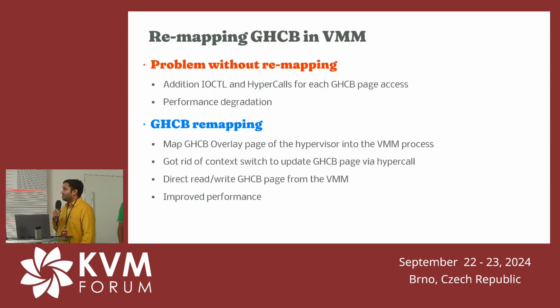So basically, MSHV maintains this as an overlay page, and that overlay page allows us to remap that page into the VMM process. In this way, we got rid of the context switch that we needed to do when you have to update the GSCB page before. Now we can directly do reads and writes, and this helps us improve performance a lot.